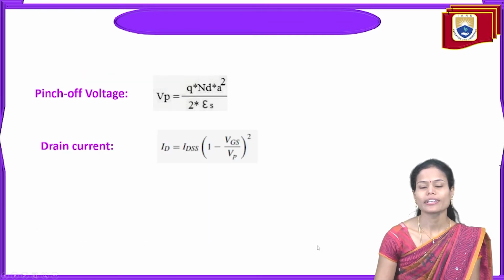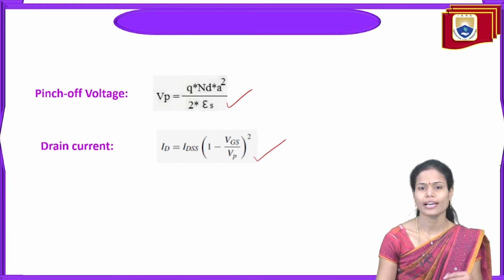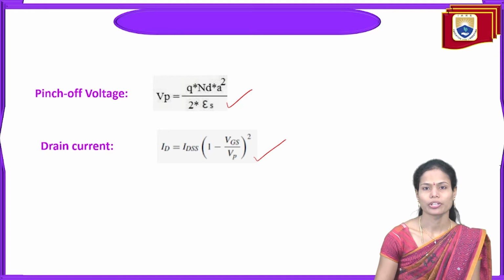While calculating the FET parameters, we are going to utilize these formulas. To find the pinch-off voltage of the FET, we utilize q into Nd into a square by 2 into epsilon s. Similarly, to find the drain current, it is IDSS into (1 minus VGS by VP) whole square. So these are the formulas we are going to utilize to find the FET parameter values.